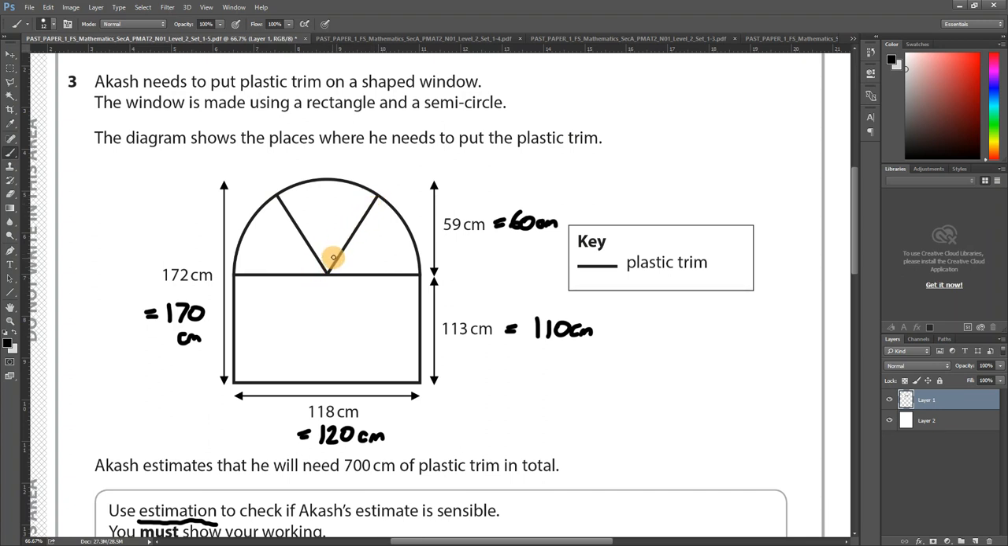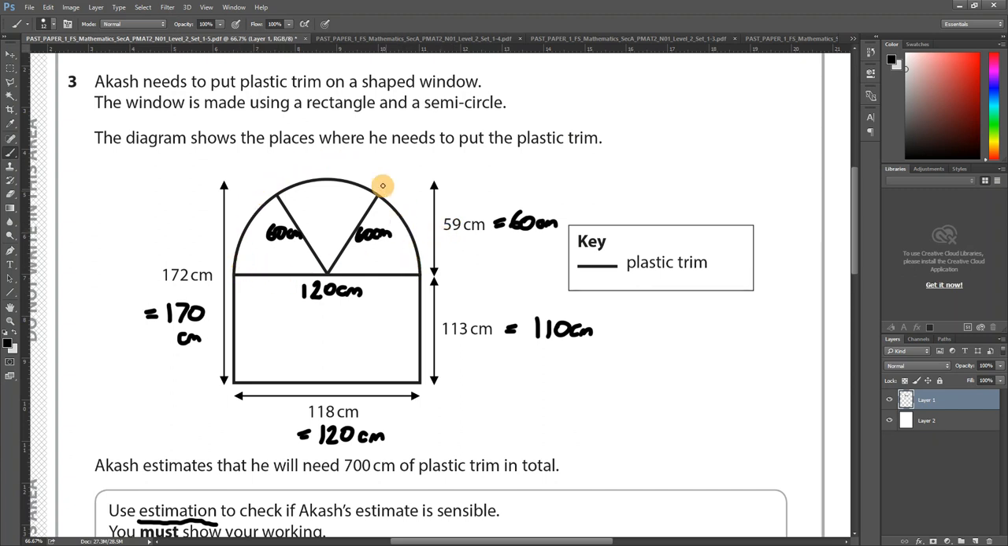Yep. So if we're going to need this one as well, that's going to be same as the bottom, which is 120. Let's put that in as well. And these ones here, if you think of the semicircle, from the center to the edge, that's actually one radius, isn't it? Which is the same as 60, or half of the diameter. So each one of these is going to be 60 as well. So this one here is 60 centimeters. And this one here as well is going to be 60 as well. So let's put that in as well. So that's all of them.